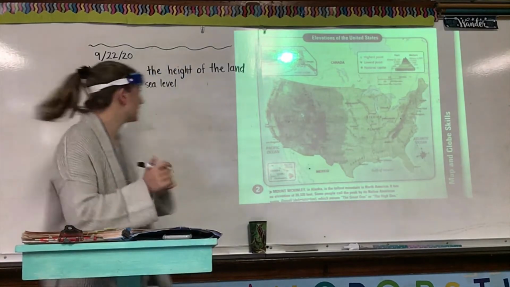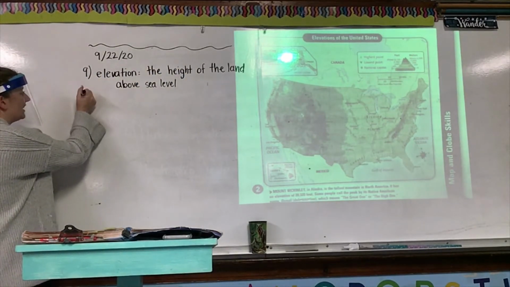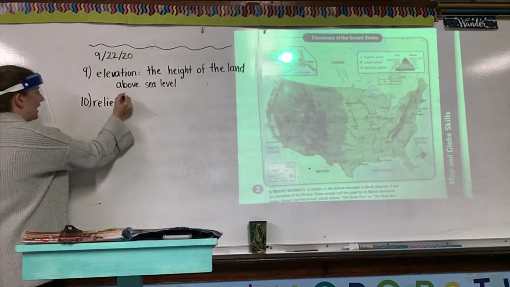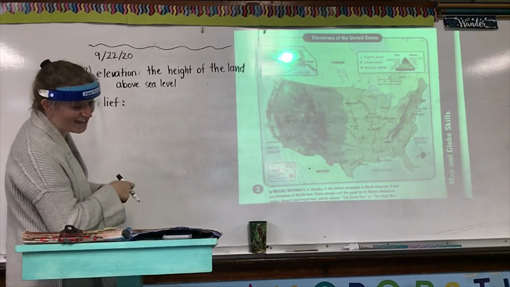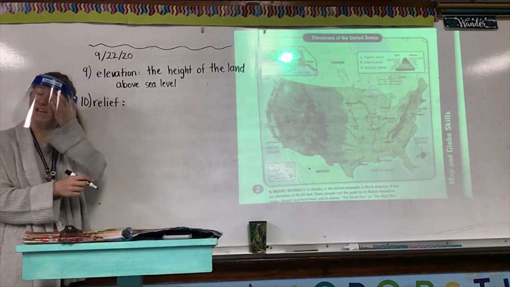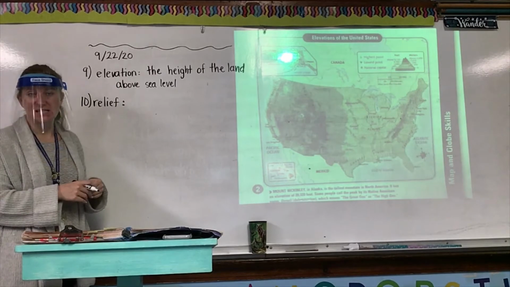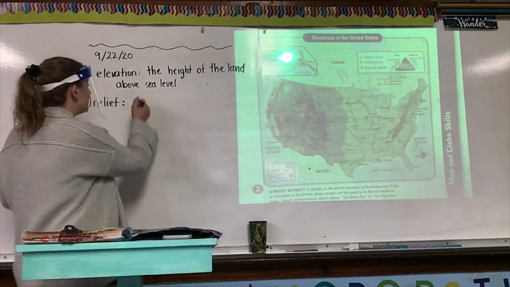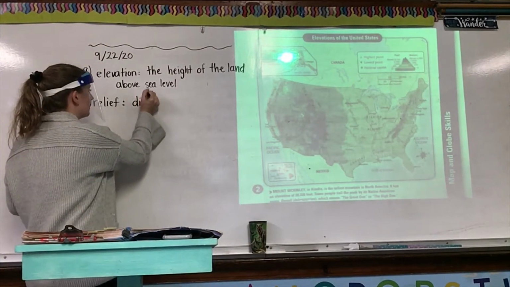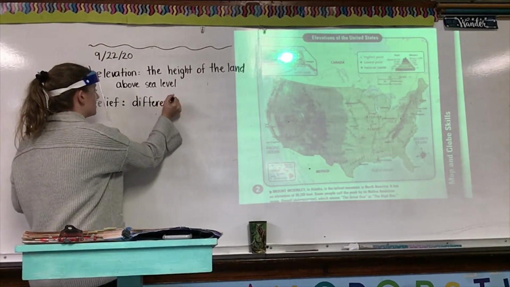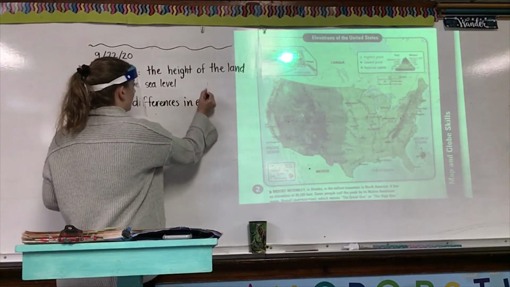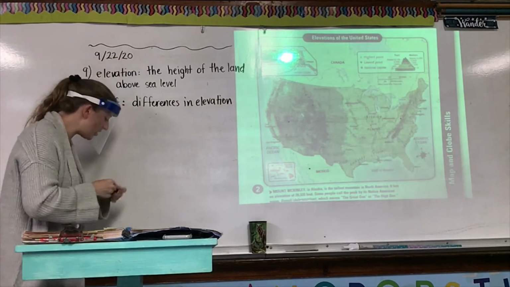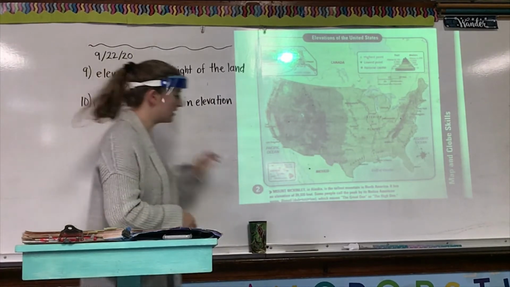What's our next word, Kingston? Number 10. Relief. R-E-L-I-E-F. Relief. Not E-I-F, but I-E-F. And what is relief, Kingston? Differences in elevation. And so this map uses shading to show this relief.